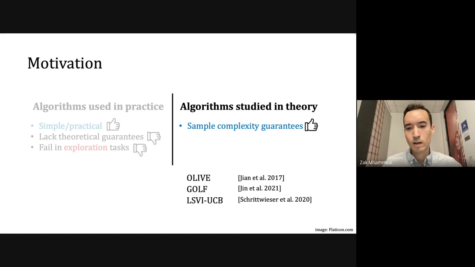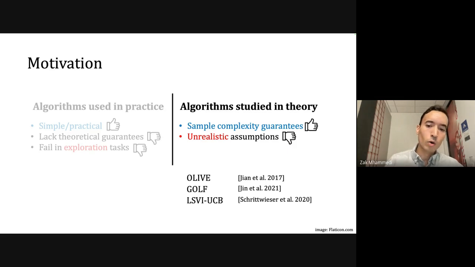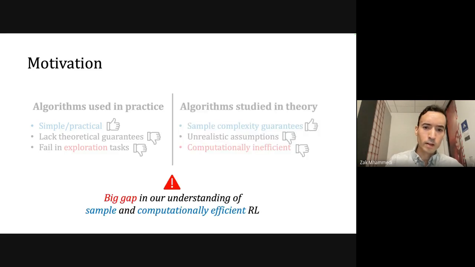But the issue is they either rely on unrealistic assumptions about the environment or the MDP, or sometimes they need to solve complicated optimization problems that are not tractable. This highlights a big gap in our current understanding of how to design RL algorithms that are both sample efficient and computationally efficient. And actually, we don't even fully understand which MDPs allow for efficient RL. This is the gap we're aiming to address in this paper by focusing on RL with resets, also known as RL with local access to the MDP.